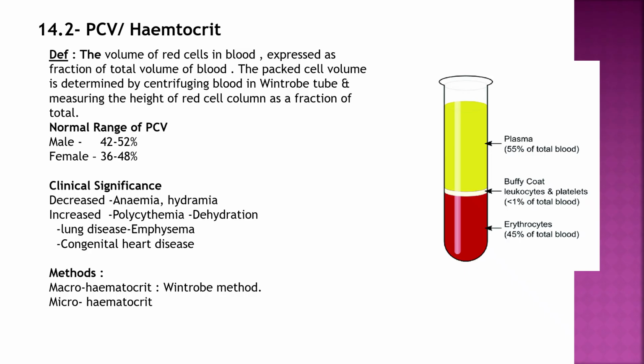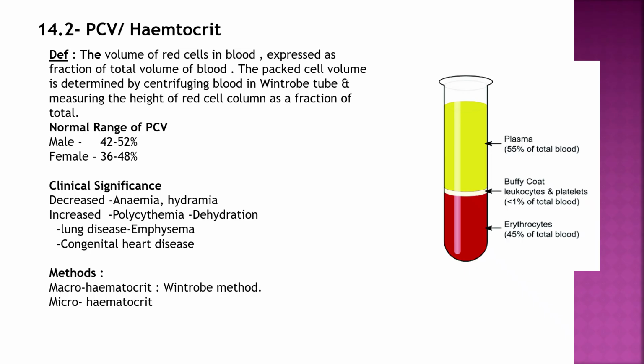So normal range is in male 42 to 52%, and in female 36 to 48%. If the PCV is decreased, it is seen in anemia. Then if it is increased, it is seen in polycythemia, or conditions where water loss is there, that is dehydration, and sometimes it is seen in lung disease, heart disease.